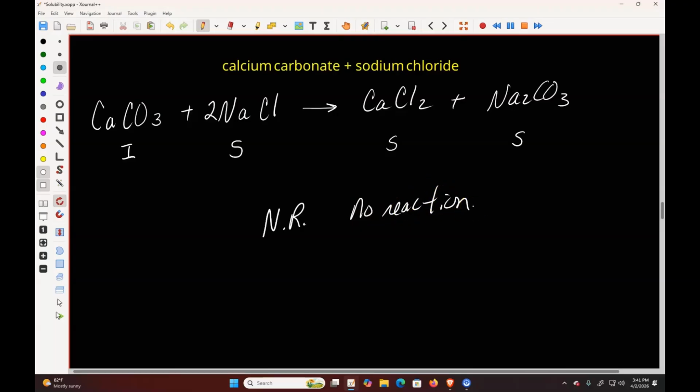The reason there's no reaction is that, for this reaction to go forward, I have to have something on the right side, such as a gas, a liquid, or a solid. I do not have any of these to drive the reaction forward, so it's going to be no reaction.